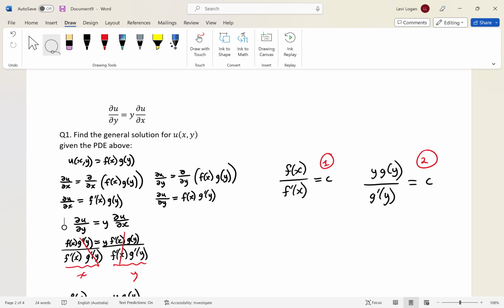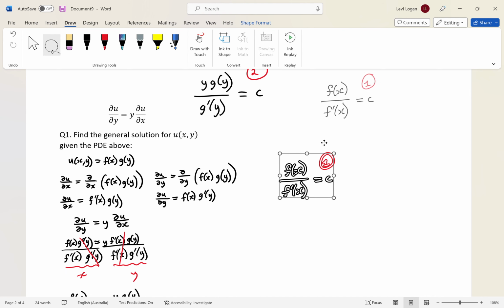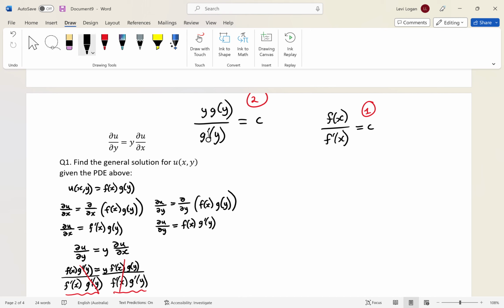Alright, so first off, I'm just going to move this ODE to the side. I'm going to solve this one first. Okay? So first off, c is a constant. f of x is a function, and f prime of x is the derivative of f of x, which is another function. So all I'm going to do, first off, to solve this is move f prime of x up here. By doing that, I'm multiplying both sides by f prime of x. So I'm left with f of x on this side is equal to c, a constant, times f prime of x.